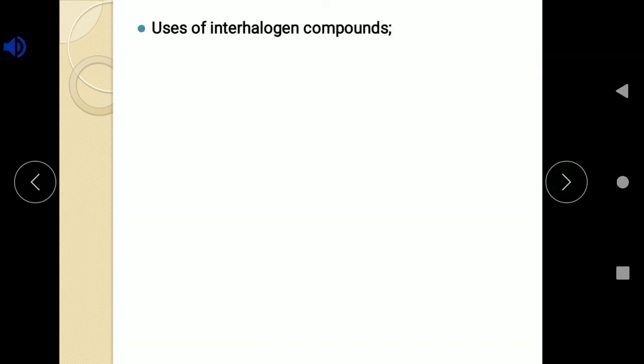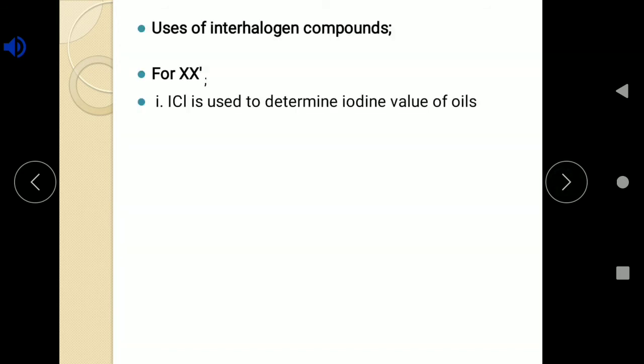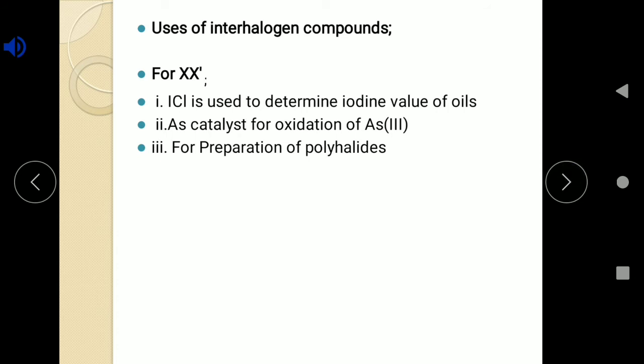Now, next we are going to see the uses of interhalogen compounds one by one. The first type is XX', in which iodine monochloride is used to determine iodine values of oils. That means the percentage of iodine present in oils. Again, it is used as a catalyst for oxidation of arsenic. In the oxidation of arsenic, ICl is used as a catalyst. It is also used for preparation of polyhalides.